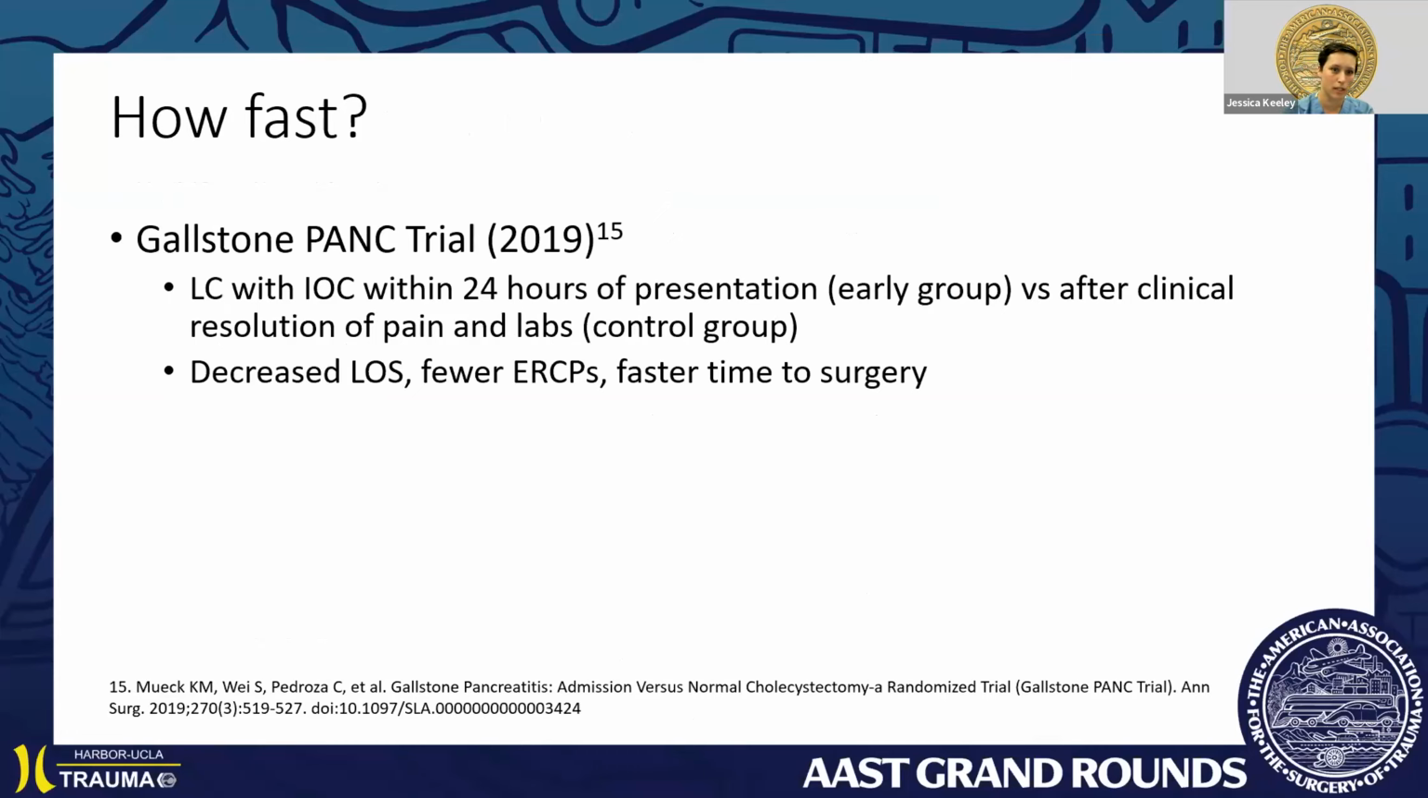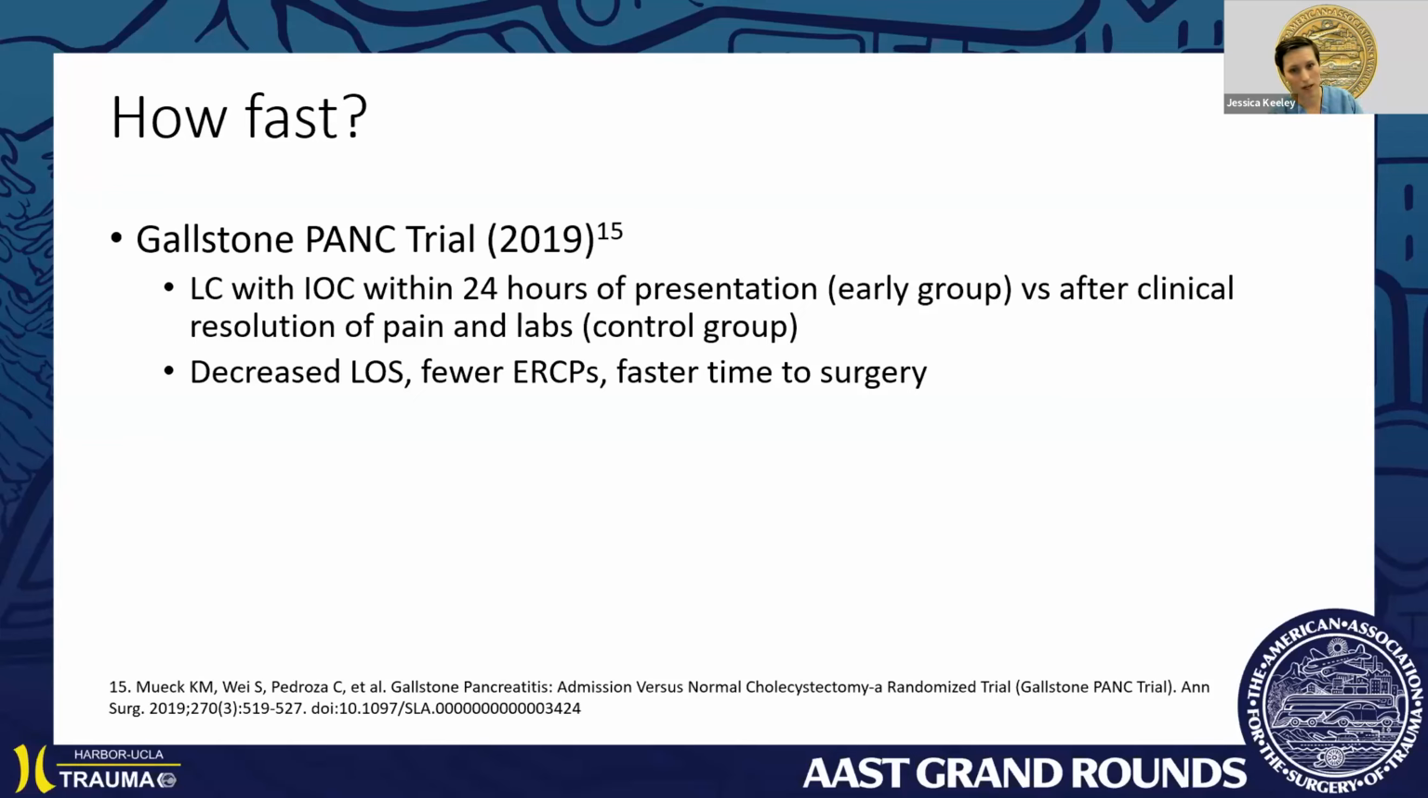So this is a trial from 2019, the Gallstone Panc trial. And they looked at lap chole with IOC within 24 hours of presentation, rather than 48, versus after clinical resolution of pain and labs. And again, they showed a decreased length of stay. They showed fewer ERCPs and a faster time to surgery. They didn't show any increase in morbidity, although it's a relatively small trial. So again, good. Just take it out.